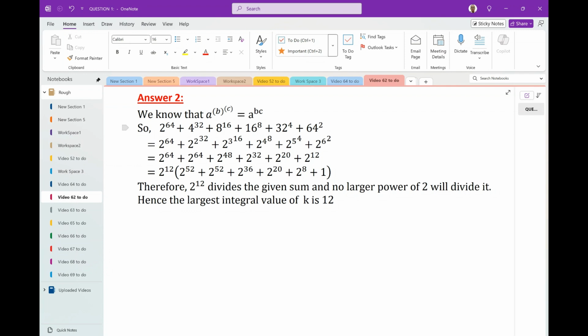If you replace those terms for the bases in the question, we get this whole term is equal to 2 to the power of 64, then 4 to the power of 32 becomes 2 to the power of 2 whole raised to the power of 32. Similarly, 8 to the power of 16 becomes 2 to the power of 3 whole raised to the power of 16. Then 16 to the power of 8 becomes 2 to the power of 4 whole raised to the power of 8. Then 32 to the power of 4 becomes 2 to the power of 5 whole raised to the power of 4. And finally, the last term becomes 2 to the power of 6 whole raised to the power of 2.